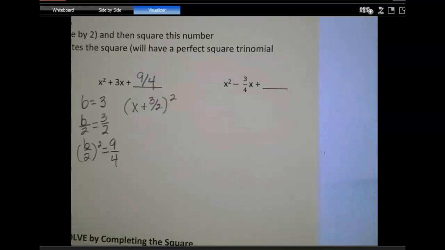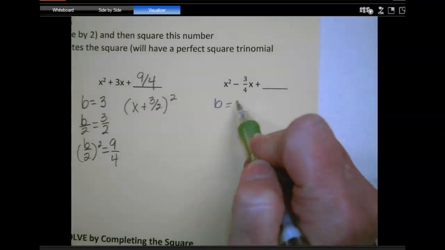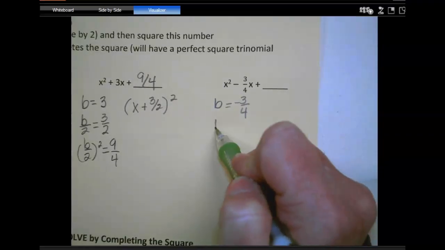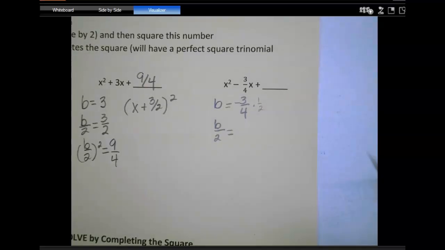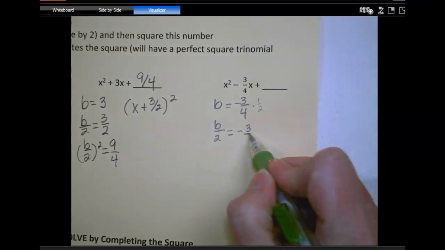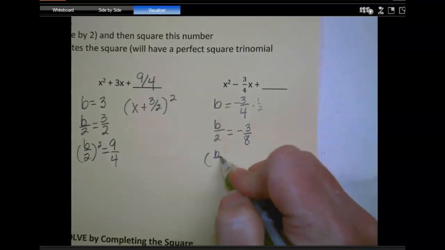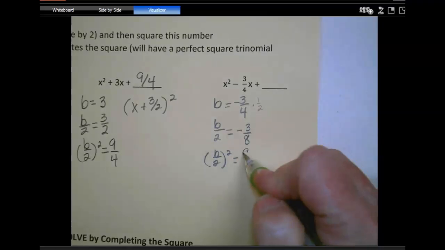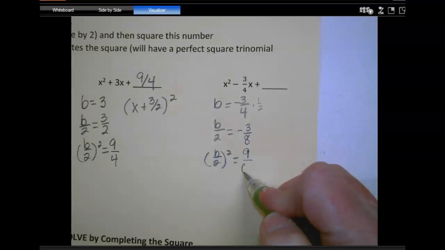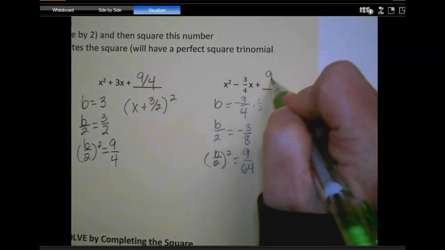Okay, I'm going to do the next one also. So what's my b this time? -3 over 4. B divided by 2, which means I'm going to multiply by 1/2. So I'm going to get -3/8. And then my b over 2 squared. What's -3 squared? 9. And 8 squared? 64. So I get 9 over 64. So I'm going to take 9 over 64 and add it here.